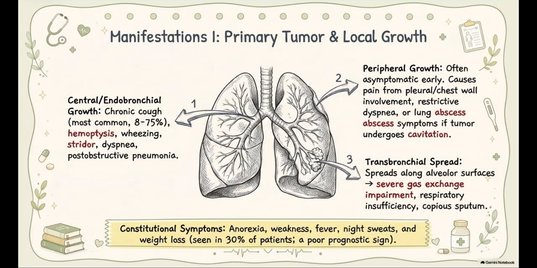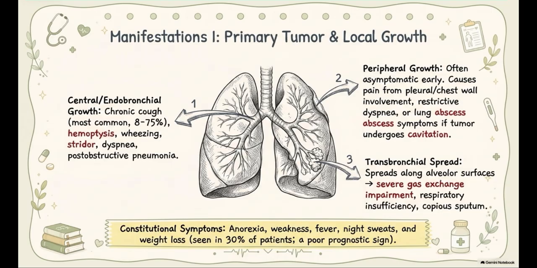Primary tumor growth causes physical symptoms based entirely on its location. Central growth in the main airways is the most common. It causes a chronic cough in up to 75% of patients. It also causes patients to cough up blood. It creates high-pitched wheezing, shortness of breath, and trapped pneumonia.